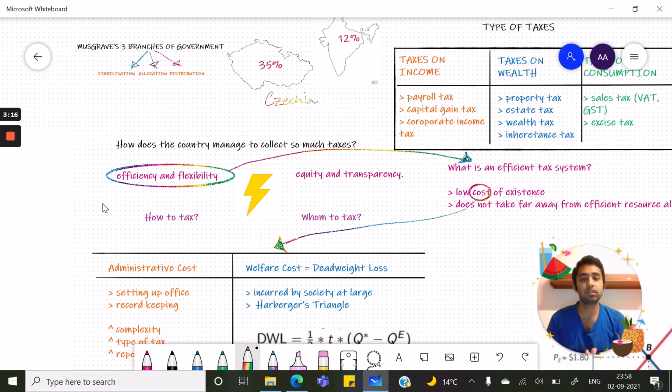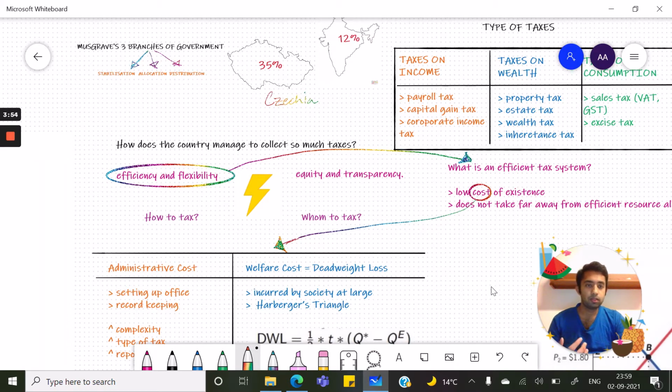If the administration wants to create a tax system which is more efficient and flexible, then the administrator should ask himself or herself, how should I tax? And if the purpose of tax administration is to make the system more equitable and transparent, then the question should be whom to tax. And in this video, we'll be focusing only on one frame of the taxation system, which is efficiency and flexibility. So we'll be trying to answer how should we tax, right?